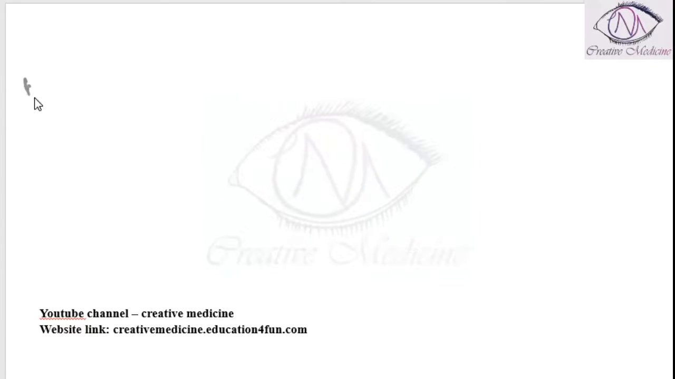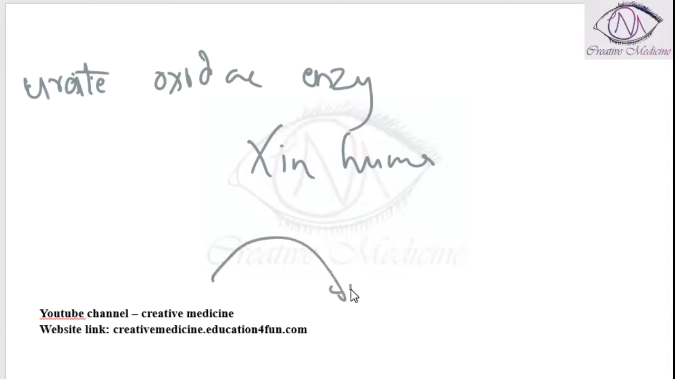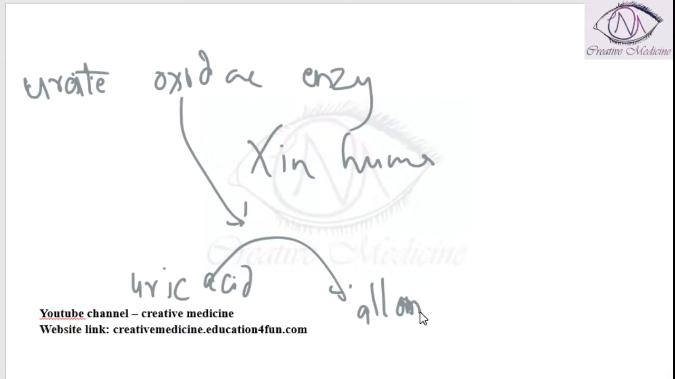This pegloticase is actually a urate oxidase enzyme, which is absent in humans and also in higher primates. Because it is a uric acid oxidase enzyme, it converts uric acid into allantoin. This allantoin, being water soluble, can be excreted by the kidney.